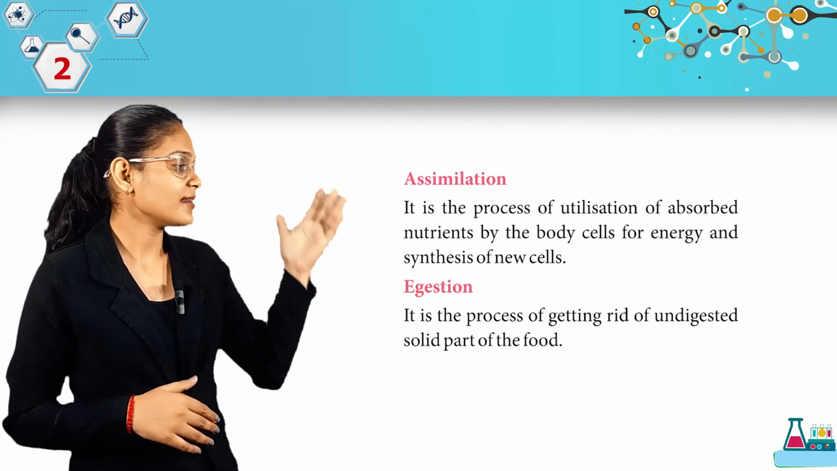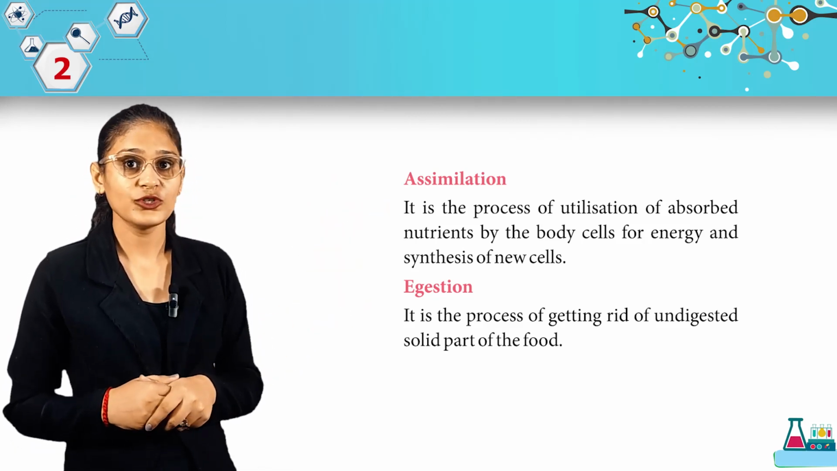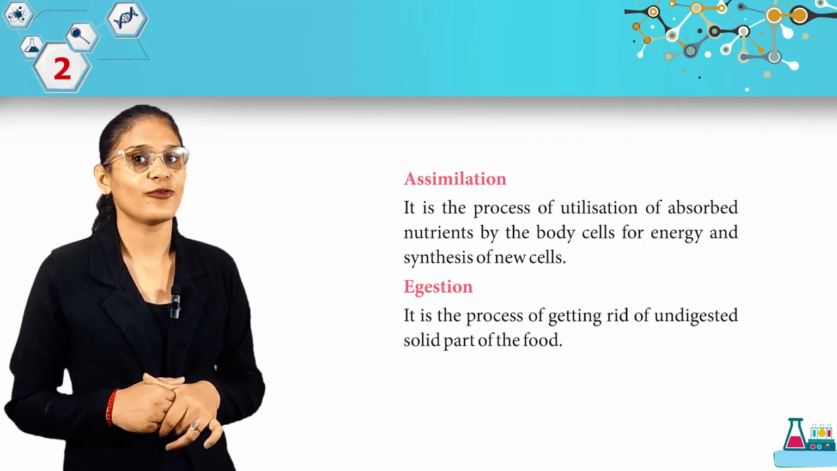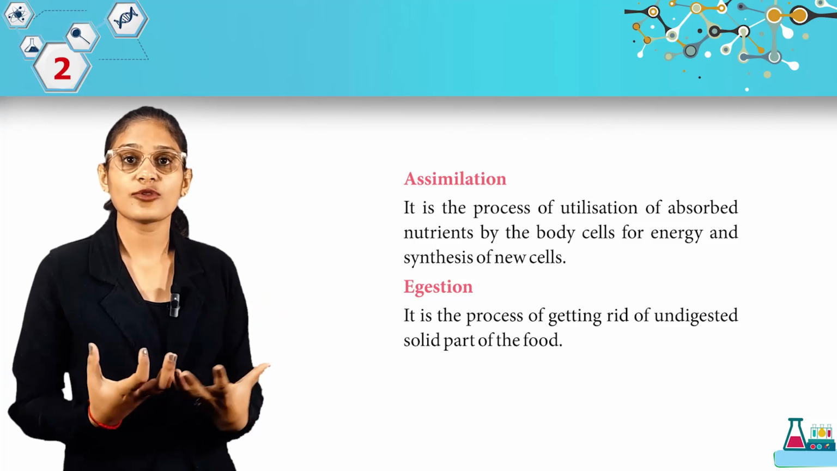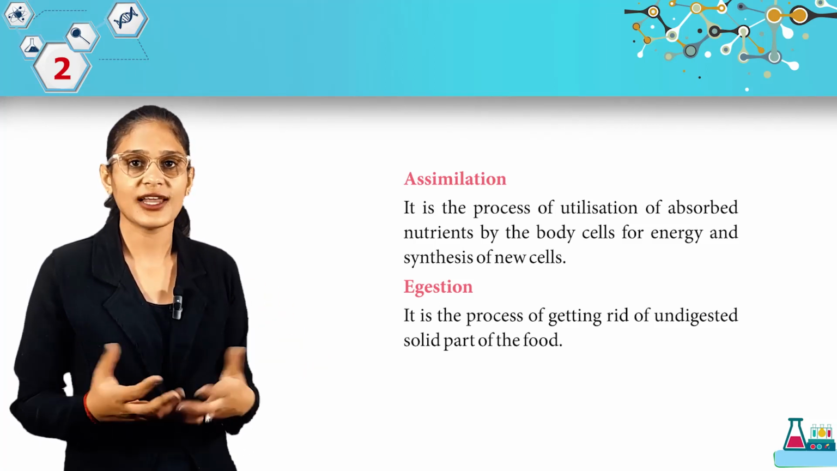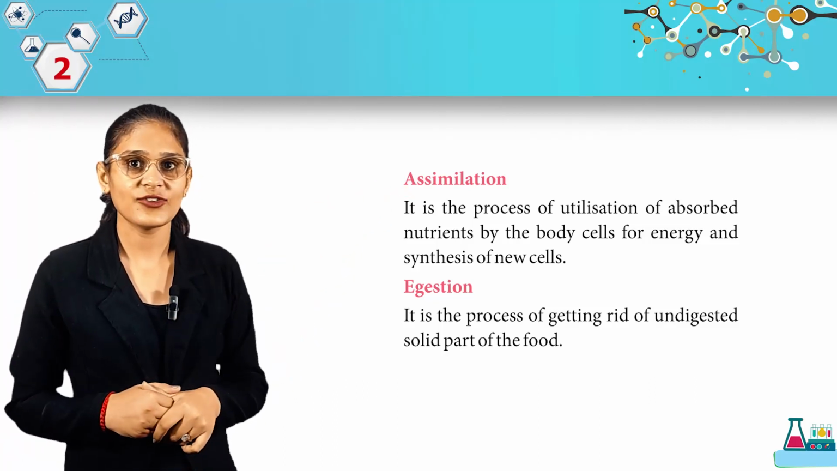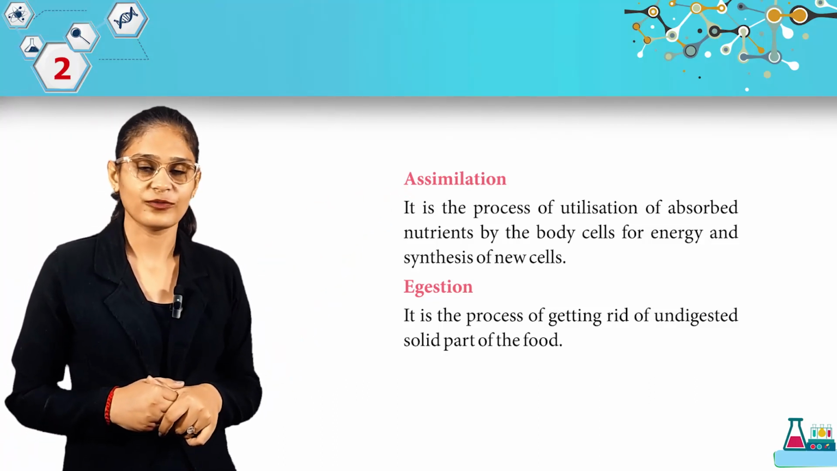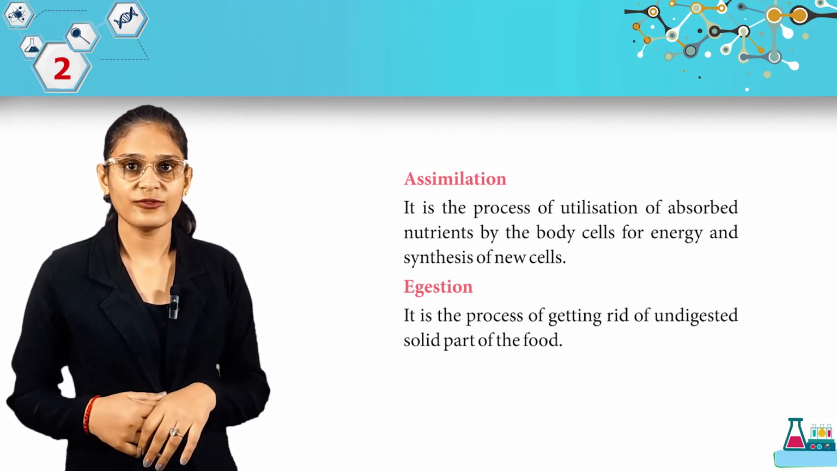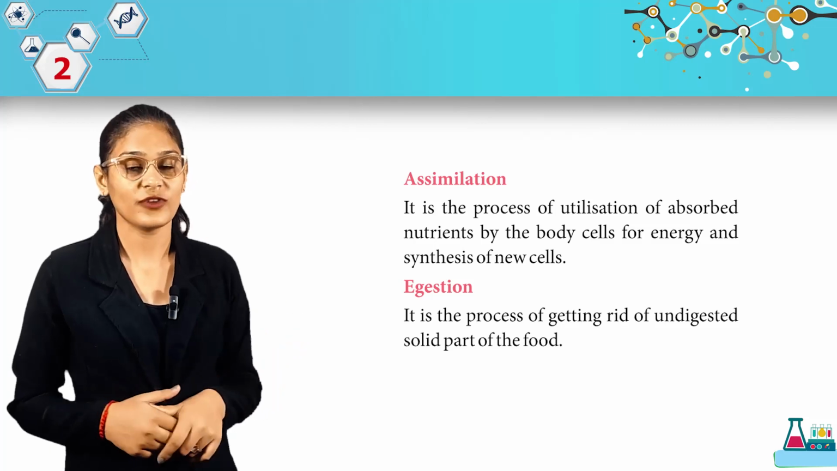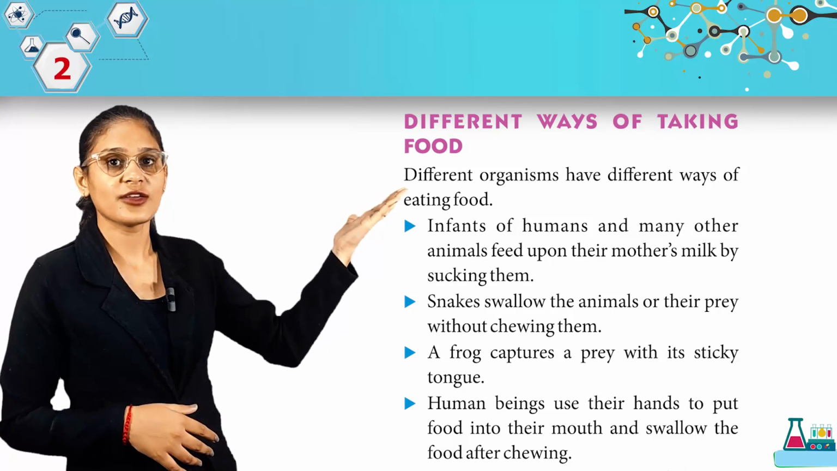Now we have assimilation. It is a process of utilization of absorbed nutrients by the body cells for energy and synthesis of new cells. So ये क्या है कि उस absorption का use होना, that is utilization होना. Now we have egestion. It is the process of getting rid of undigested solid part of the food. So student, egestion क्या है कि जो undigested solid part है food का वो बाहर आता है as a waste. Get it students?